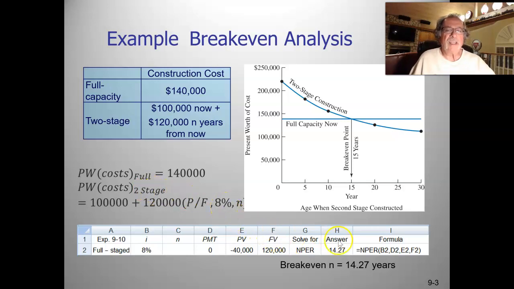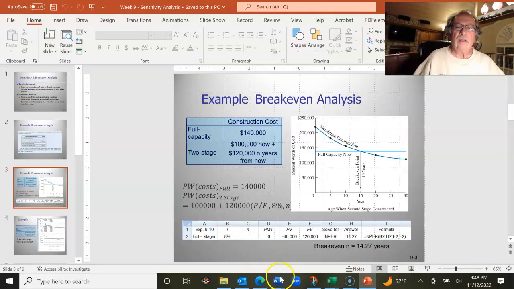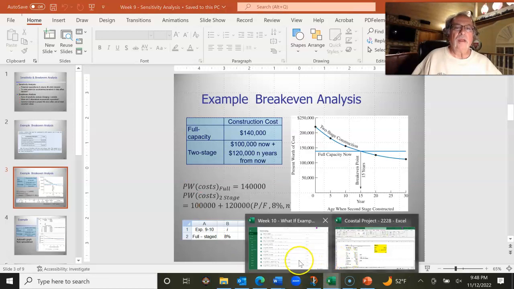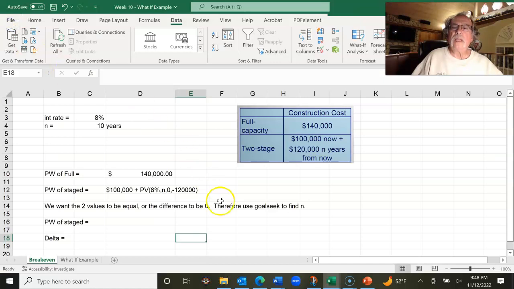Now this shows you a one-step method using the n periods function. I don't typically like to use the n periods function. It's just not intuitive to me. Let me show you another method for doing this. So let's look at our data here. We have an interest rate of 8%, and I'm going to arbitrarily set the period n to 10 years from now.